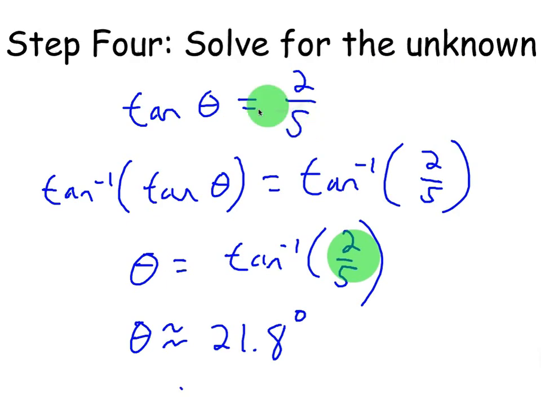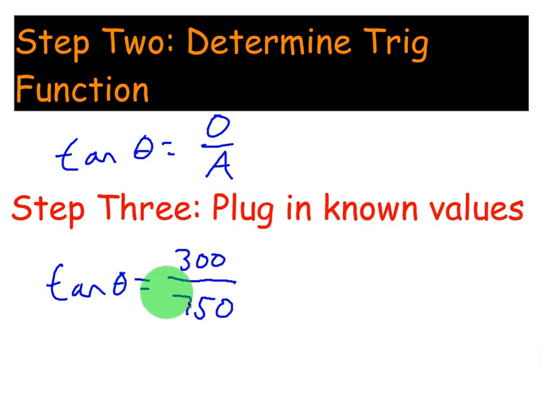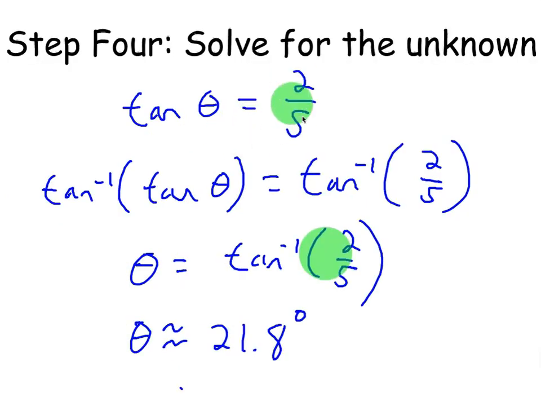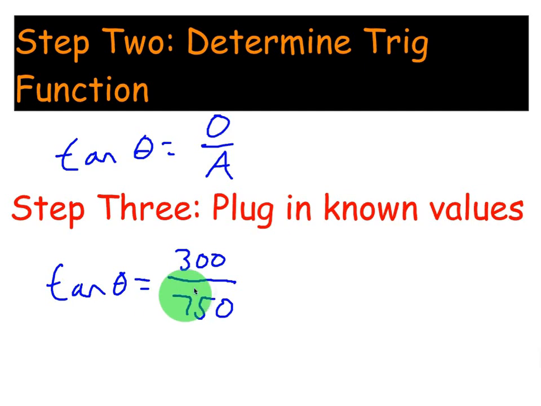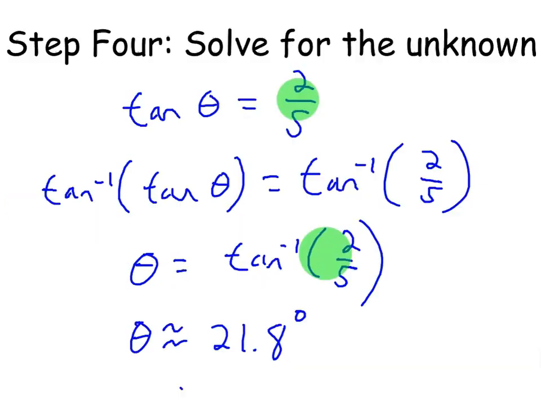So now how do you solve this out? You take the inverse tangent of both sides to get rid of the tangent here to get theta by itself, and in your calculator you're going to plug in tan inverse of 2/5. So again, when you're solving for an angle, you use inverse tangent of whatever they give you. So you could plug in inverse tangent of 300 over 750. You're going to get the same answer.